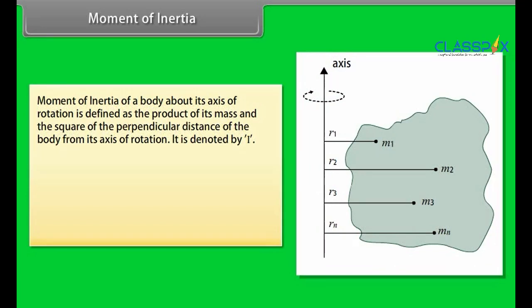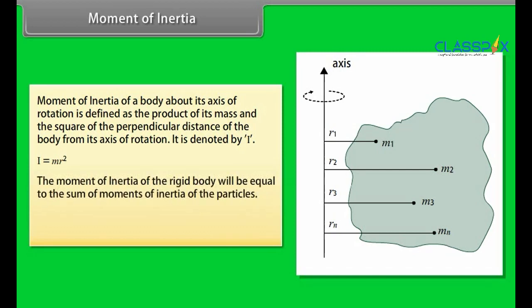Moment of inertia. Moment of inertia of a body about its axis of rotation is defined as the product of its mass and the square of the perpendicular distance of the body from its axis of rotation. It is denoted by I. I is equal to m r square. The moment of inertia of a rigid body will be equal to the sum of moments of inertia of the particles. Its expression is given by I equals summation from i equals 1 to n of mi ri square.